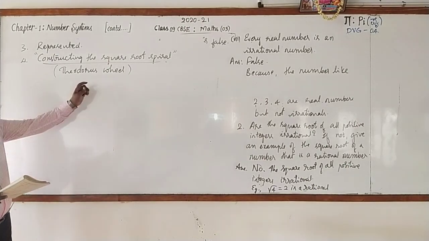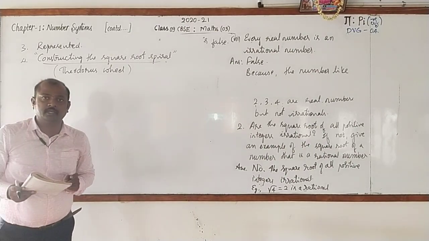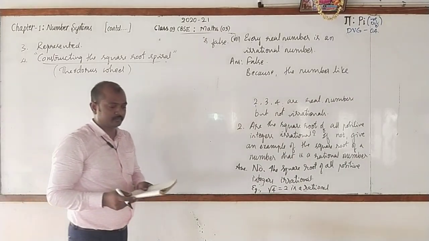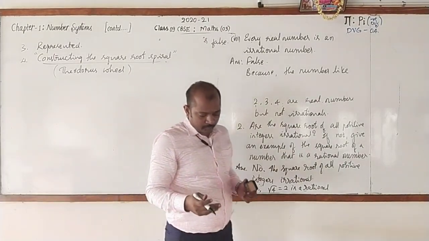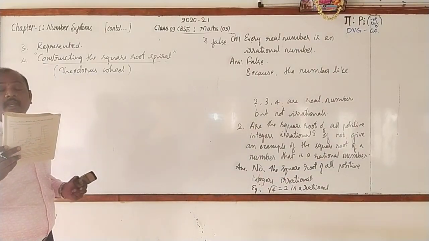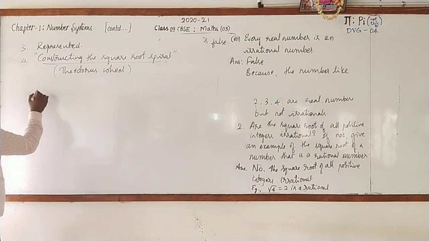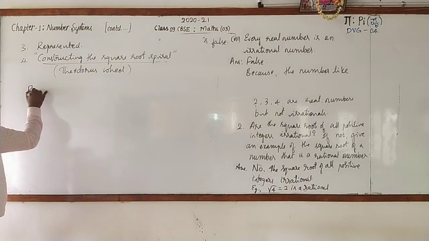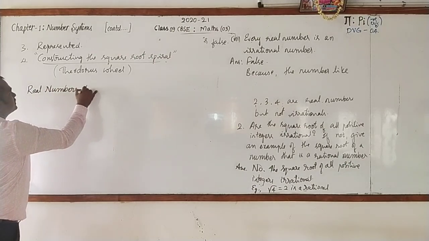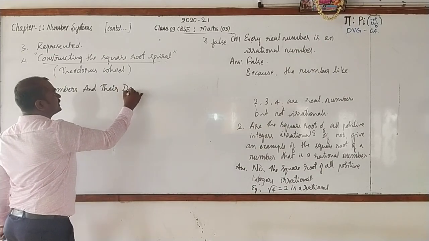Now, exercise 1.2 has been completed. We will move on to the next part of the chapter. It is real numbers and their decimal expansions. Write down the heading: real numbers and their decimal expansions.